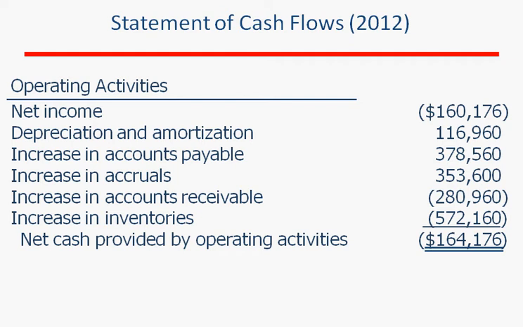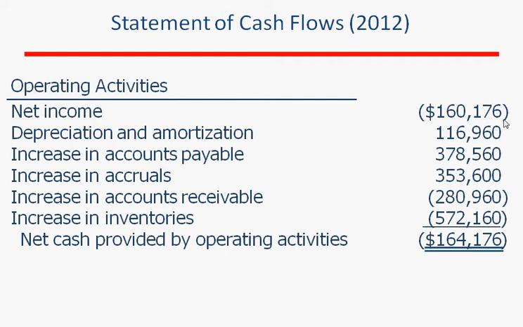So what does this company do? In the case of De Leon, it sells snack food. So what we see in the operating section all has to do with the selling of snack food. The top line is always the net income of the company. And so we have recorded on our income statement a loss of $160,176.